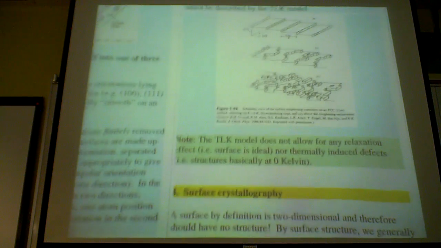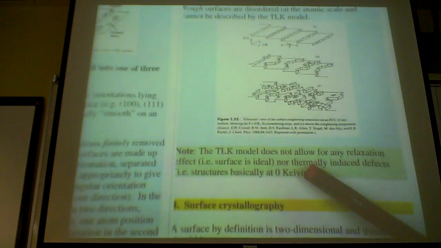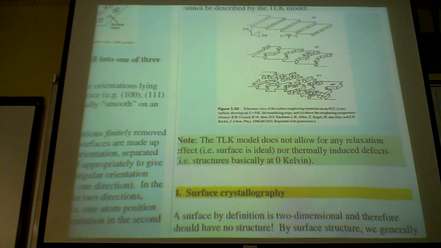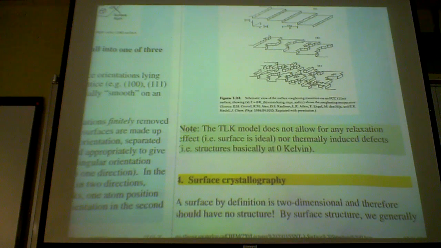But the TLK model does not allow for relaxation, and the surface is ideal. In other words, you don't allow reconstruction. You don't allow the atoms to move about to the most ideal point. You freeze every atom on this surface, or any kind of thermally induced effect. So this is a point to note about this idea. But it's a good starting point for us to think about surfaces that way. The surface structure can be thought of as happening at 0 degrees, or 0 Kelvin.